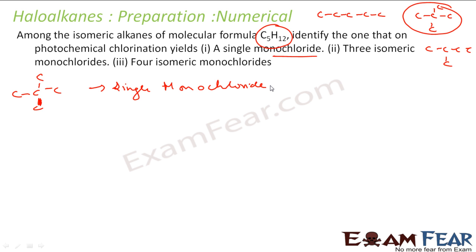Let's talk about 3 isomers now. So let's take this one. In this, what are the possible options? I can replace a hydrogen here, here, and here. If I replace here, it is the same as this carbon, and if I replace here, it is the same as this carbon. So there are 3 possibilities, meaning 3 possible isomers. That means this is the structure of C5H12 I am looking for. So this gives me 3 monochlorides.